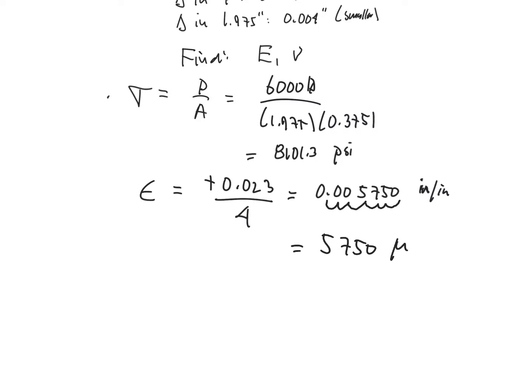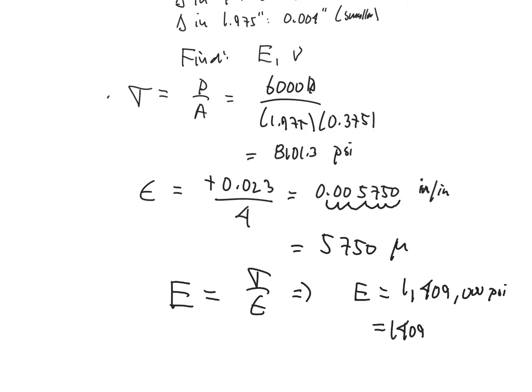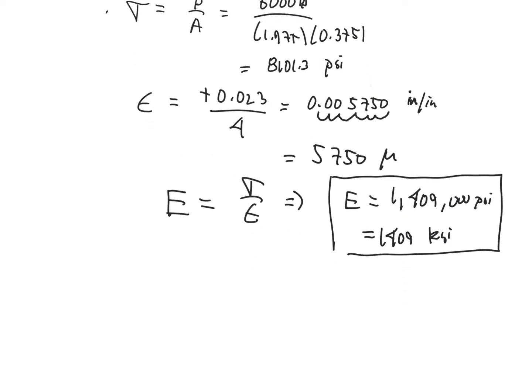All right, so then the elastic modulus is just the stress over strain. So that's going to be, we don't even have to do those, we've got them right upstairs. So we divide that through and we get E is equal to 1,409,000 PSI, or we could say 1409 KSI. Either of those would be an acceptable unit to put on the modulus of elasticity.